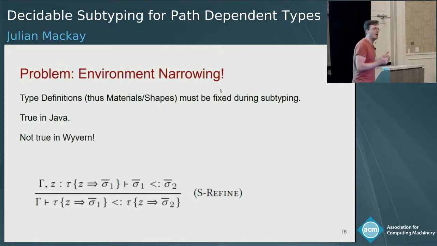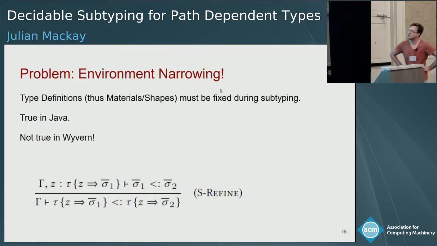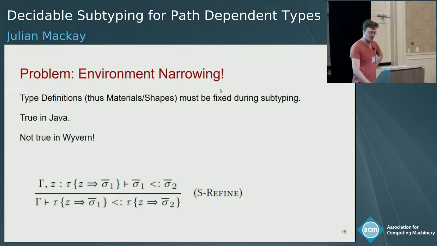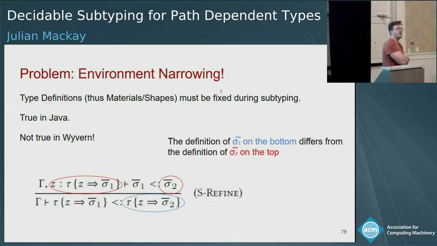To see this, we look at our subtyping rule for recursive object types. As you can see on the top there, we're actually modifying the context. Any type definitions in sigma bar 2 at the bottom have one definition in our type at the bottom, but when we move up to the top, suddenly we've modified this context. The narrowing itself doesn't matter, but the actual changing of the context matters. Because now, any material shape analysis we've done on definitions over here has completely changed, because we've changed the actual definitions in the context, right?